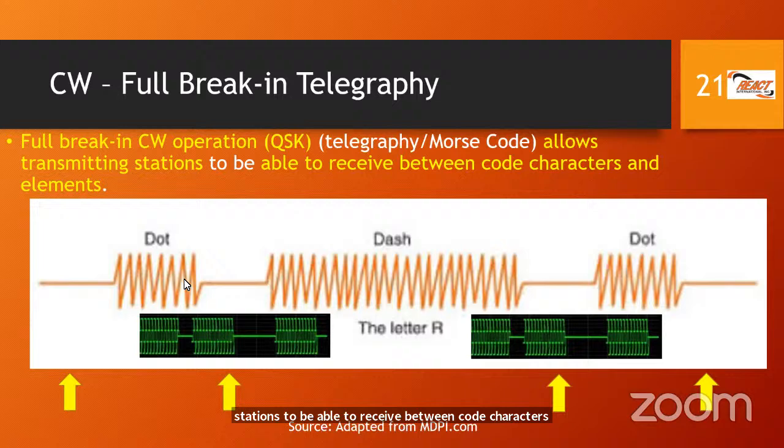So as you do your Morse code, it is not a continuous tone. You have little spaces in between. And when you have those spaces in between, your receiver will activate and you will hear whatever is taking place on the frequency.